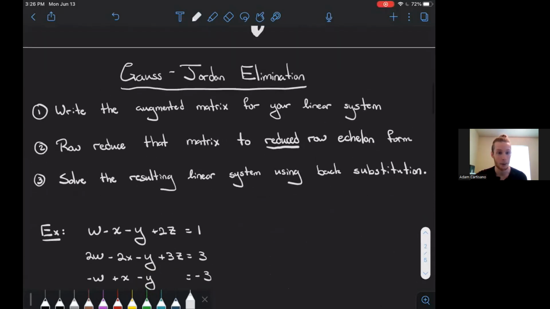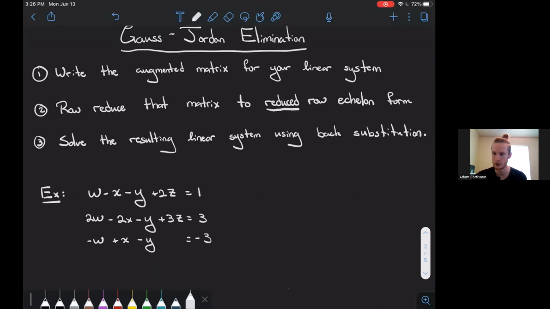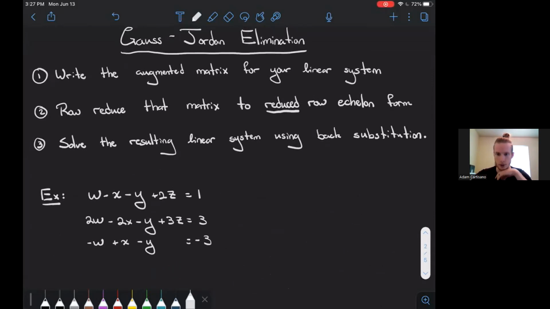Okay, so Gauss-Jordan elimination. Now let's see how this is different from regular Gaussian elimination. For those of you who just finished watching the other video, you're going to recognize this as a copy-paste. There is precisely one word that is different in Gauss-Jordan elimination versus Gaussian elimination. It's this word, reduced. Step 3 is solve the resulting linear system using back substitution.